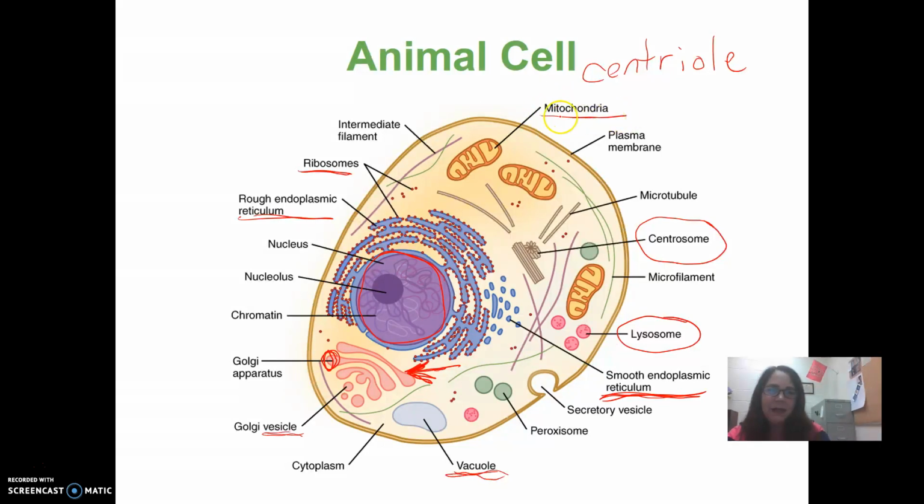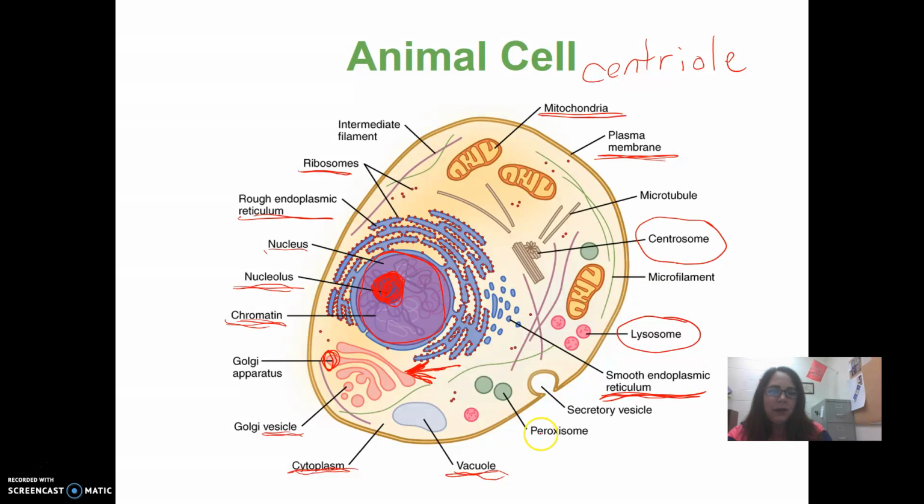Mitochondria produce ATP energy. The plasma membrane is a phospholipid bilayer that encloses the cytoplasm. The cytoplasm includes the cytosol, which is the fluid, and it also includes everything else. It includes all the organelles as well as the cytosol. Chromatin is the DNA located inside of the nucleus, the DNA combined with histone proteins. The nucleolus is the structure inside the nucleus that makes the ribosomes out of ribosomal RNA and proteins.